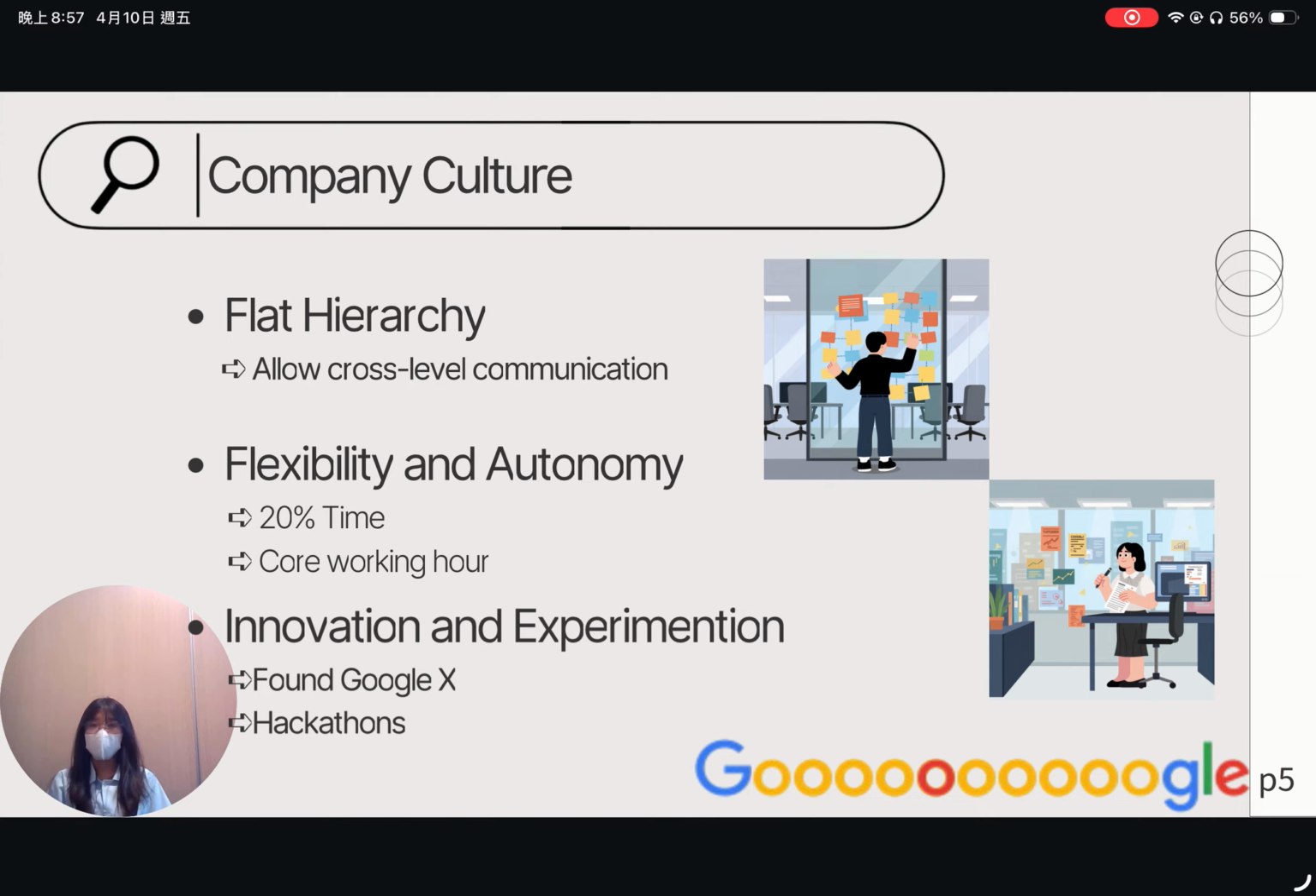Finally, they strongly value innovation and experimentation. Google encourages bold ideas and constant testing. This mindset led to the creation of Google X Lab, which is the birthplace of futuristic projects like Waymo, self-driving cars, Google Glass, and Project Loon.